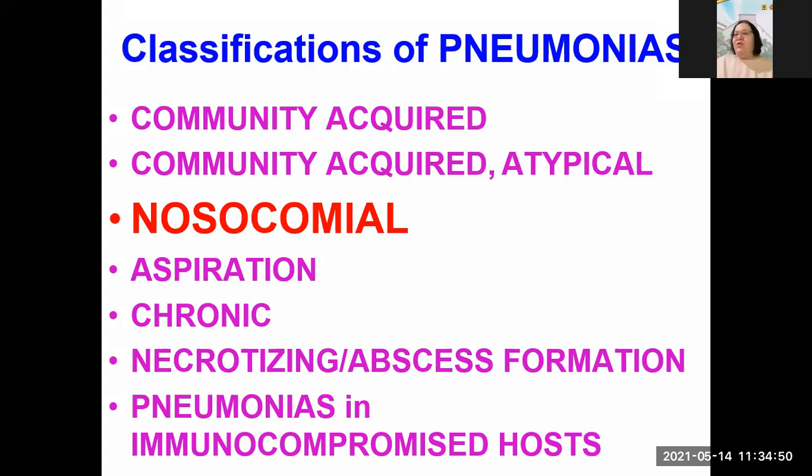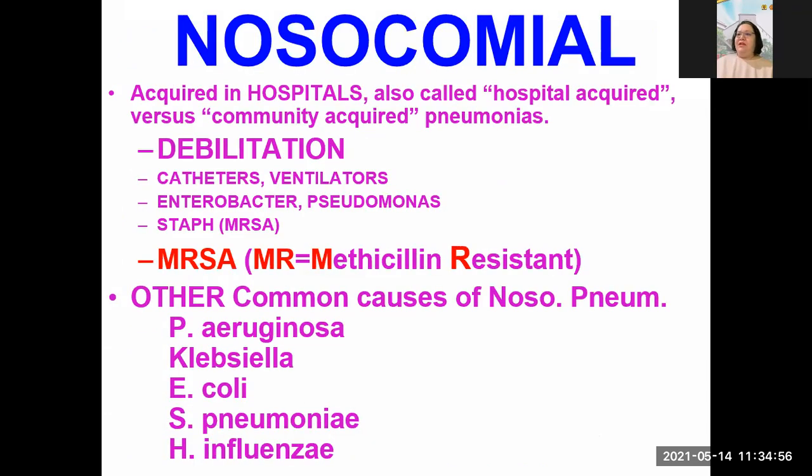Okay, so let's now go to nosocomial pneumonias. So nosocomial pneumonias are usually acquired in hospitals. It's also called hospital-acquired versus the community-acquired pneumonias. Usually, the patients who have nosocomial pneumonias will be debilitated, immunocompromised. They may have catheters, ventilators. They may have Enterobacter or Pseudomonas, of course. They may have staph infections like your MRSA or your methicillin-resistant staphylococcal infections.